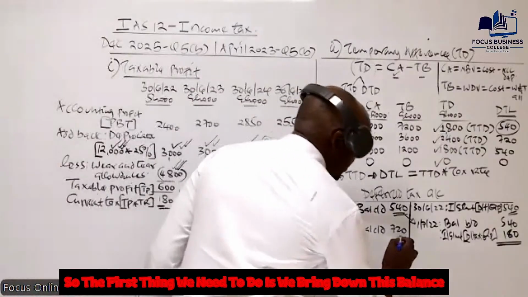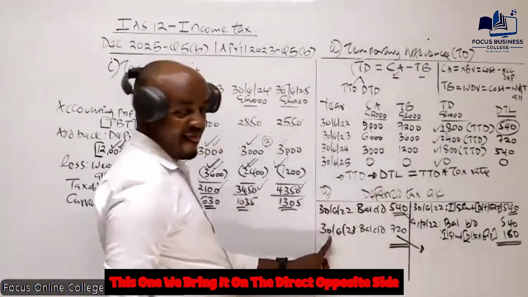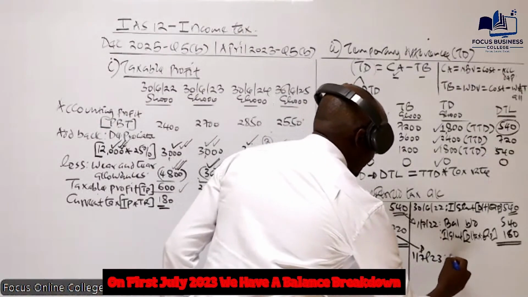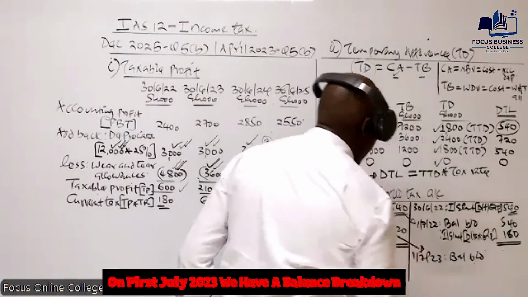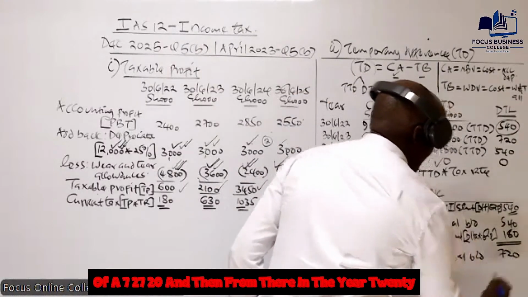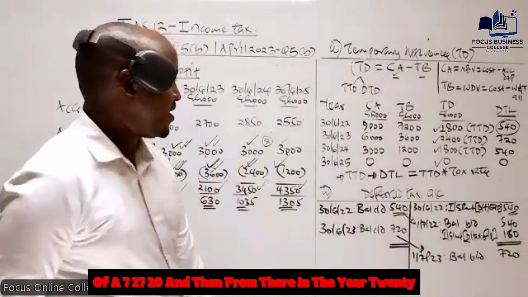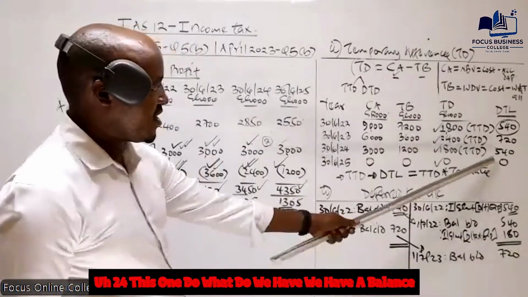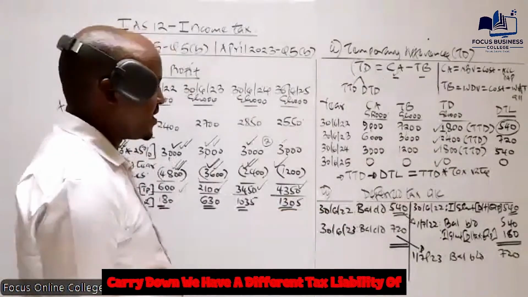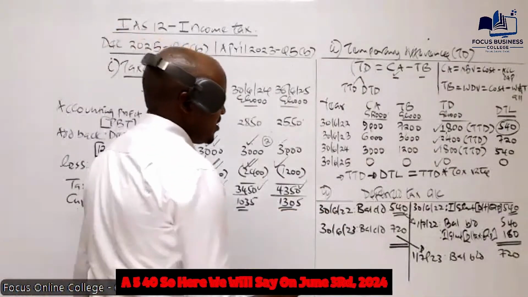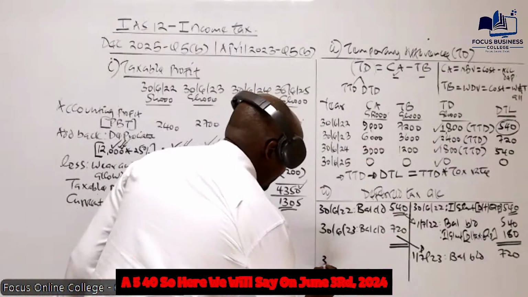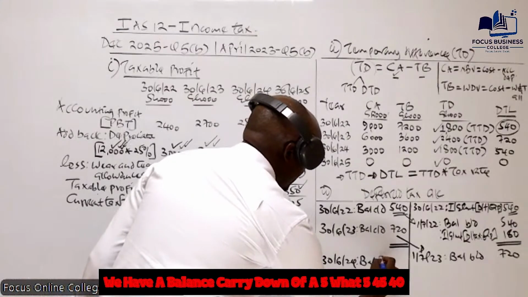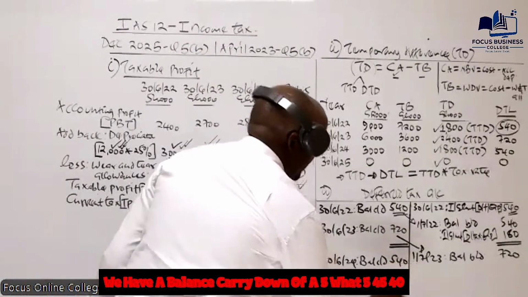So the first thing we need to do is bring down this balance. We bring it on the direct opposite side. On 1st July 2023, we have a balance brought down of 720. And then from there, in the year 2024, what do we have? We have a balance carried down. We have a deferred tax liability of 540. So here we will say on June 2024, we have a balance carried down of 540.